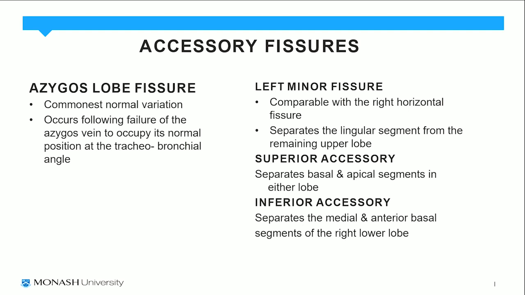Just a little bit about accessory fissures. The azygous lobe fissure is the commonest normal variation, and this occurs due to failure of the azygous vein to occupy its normal position at the tracheobronchial angle. The left minor fissure is comparable with the right horizontal fissure. It separates the lingular segment from the remaining upper lobe. The superior accessory fissure separates the basal and apical segments in either lobes, and the inferior accessory fissure separates the medial and anterior basal segments of the right lower lobe.